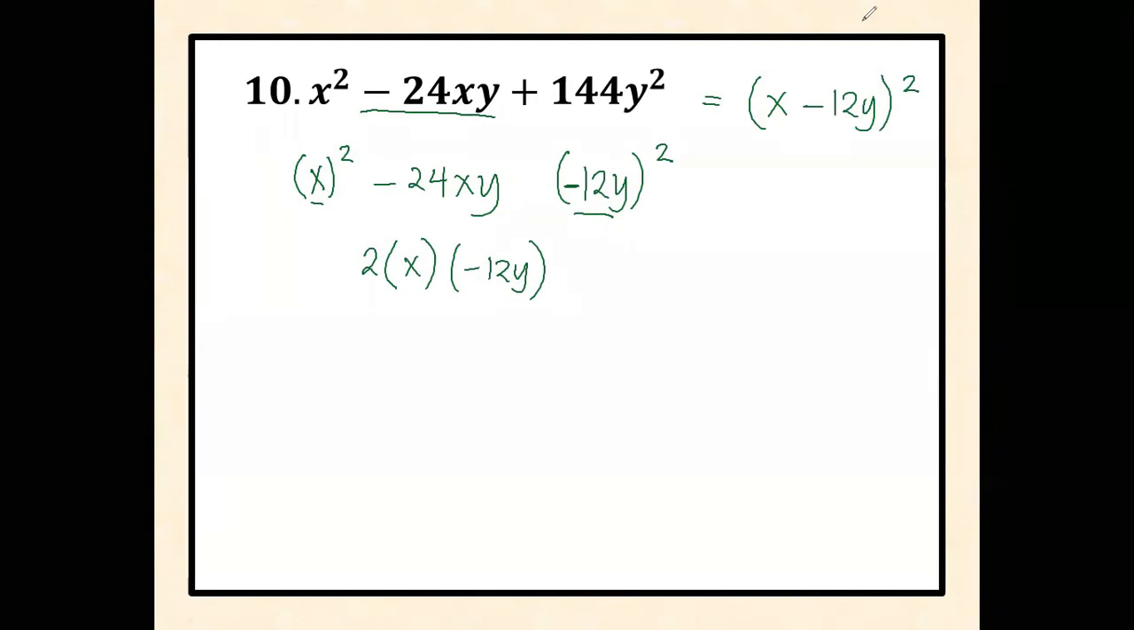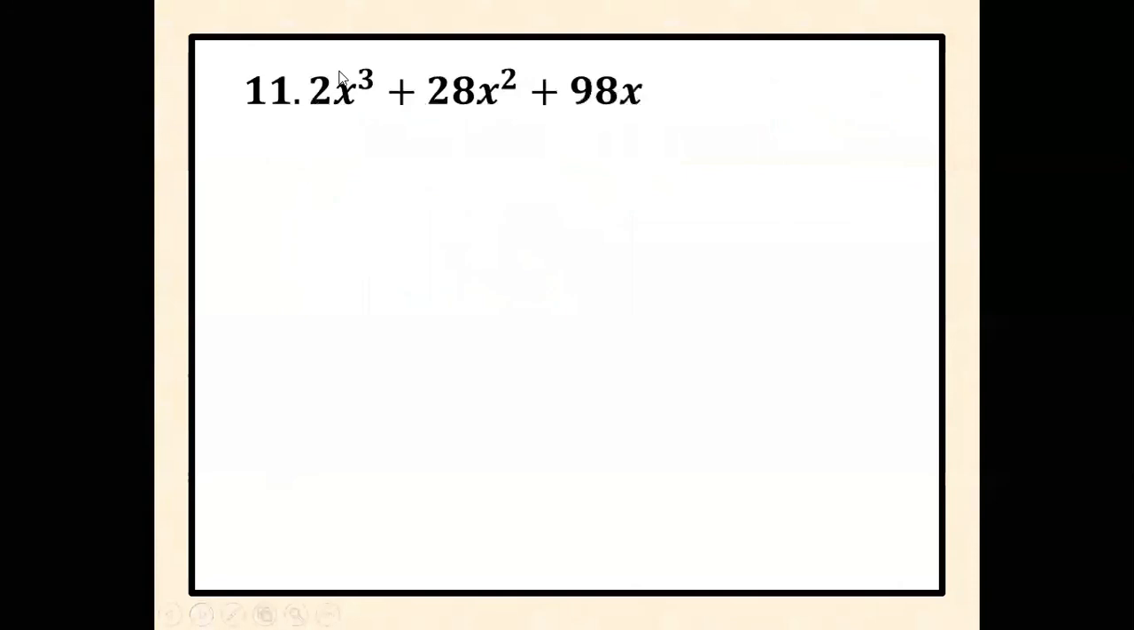And for the last example, we have 2x cubed plus 28x squared plus 98x. So we can see here that the first term and the last term are not perfect squares, although they both are positive. So what do we do? We check if there is a GCF between the terms of this trinomial. And we can see that the GCF here is 2x. So therefore, we divide each of the terms by 2x.